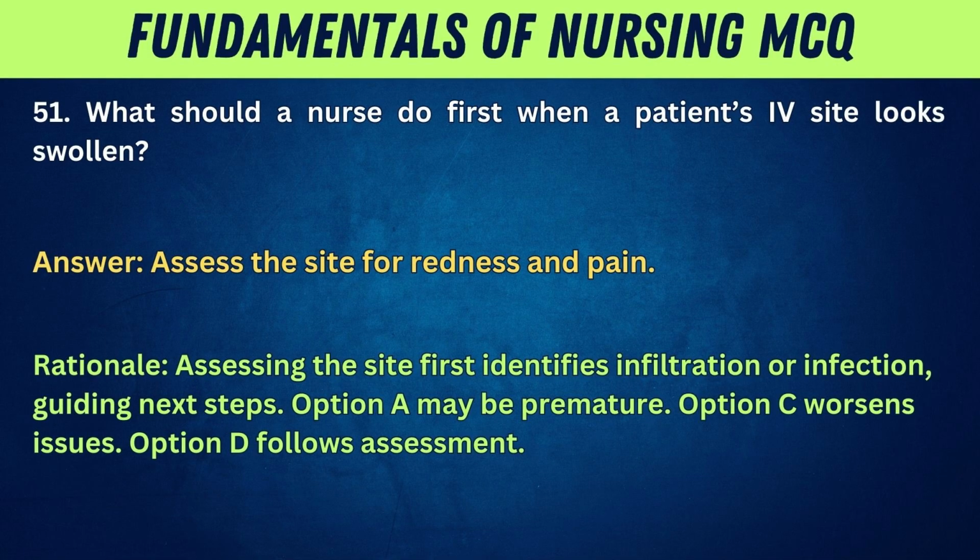Answer. Assess the site for redness and pain. Rationale. Assessing the site first identifies infiltration or infection, guiding next steps. Option A may be premature. Option C worsens issues. Option D follows assessment.